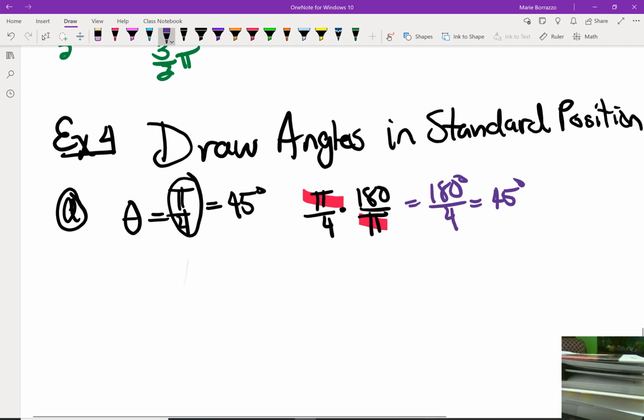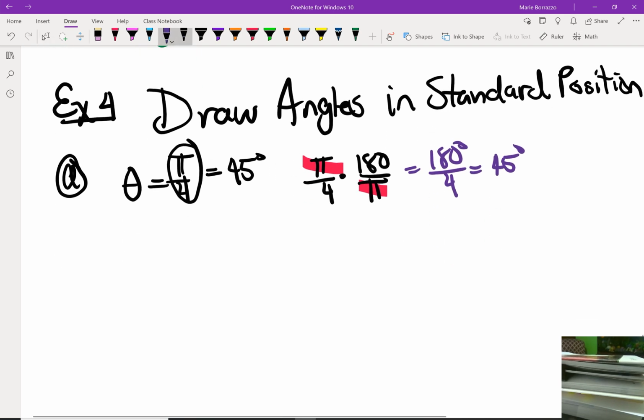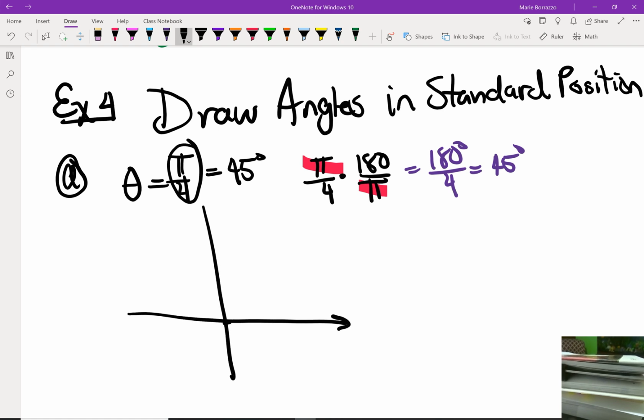If I'm drawing this angle in standard position, that means that this is my initial side here. Obviously my vertex is the origin. I'm coming up halfway through the diagram of the first quadrant, and that should be about the value that we're looking at. This is where theta is 45 degrees.